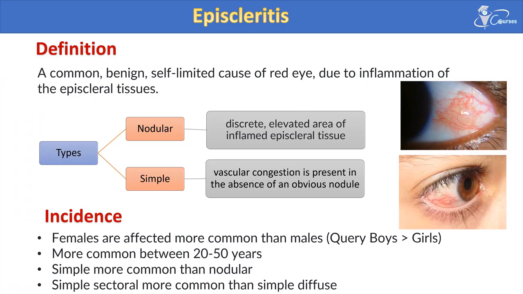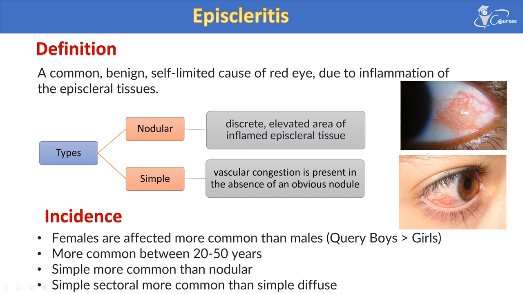So what are the types? There are 2 types of episcleritis. There is the nodular type, and there is the simple type, sometimes referred to as the diffuse type. The nodular type is when there is a discrete elevated mass, like a nodule, from the inflamed episcleral tissue. You see this yellowish whitish mass, around 3 mm, with these congested blood vessels. This is an episcleritis, a nodular episcleritis.